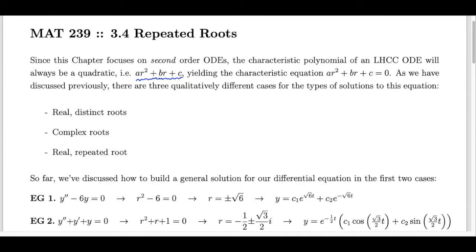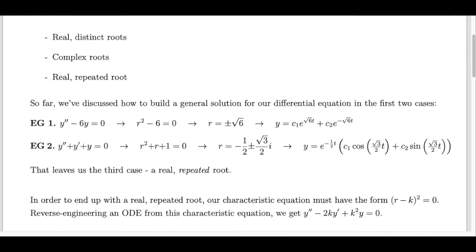Listed here, we could have two real distinct roots. We could have a pair of complex conjugate roots or one real repeated root. So far in this chapter, we've discussed how to deal with the first two cases. For example 1, EG1, is a characteristic polynomial that has two real distinct roots. R equals plus square root of 6, R equals minus square root of 6. Its general solution is simply a linear combination of exponentials with those roots up in the exponents.